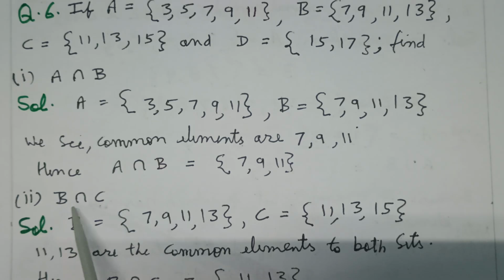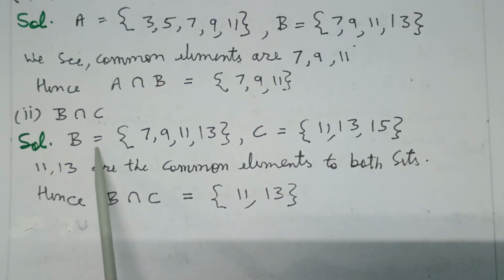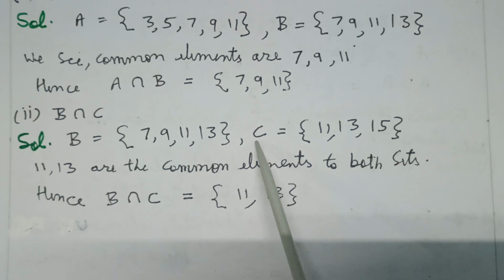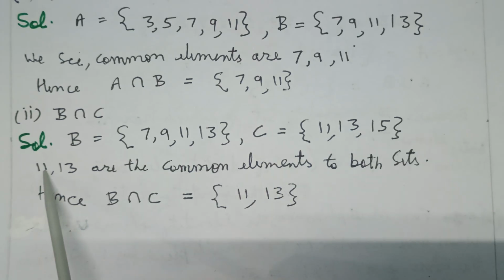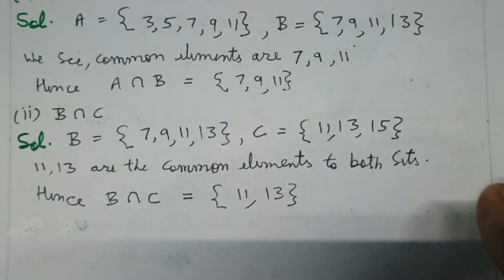Now second part B intersection C. Solution B is the set of elements 7, 9, 11, 13 and C is the set of elements 11, 13, 15. 11 and 13 are the common elements to both sets. Hence B intersection C is equal to the set of elements 11 and 13. Now we will do the next part.